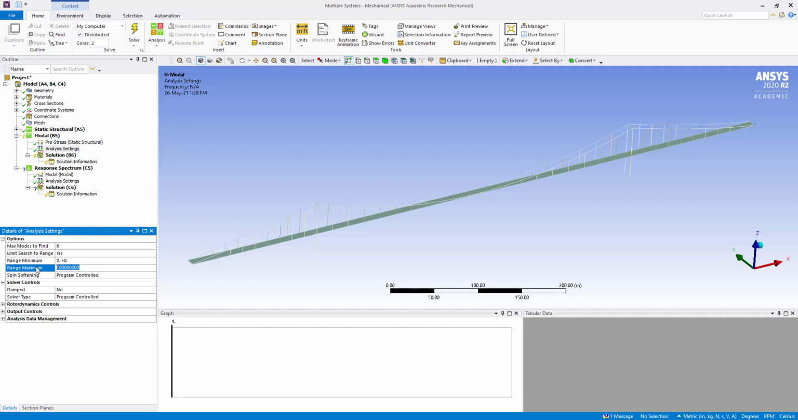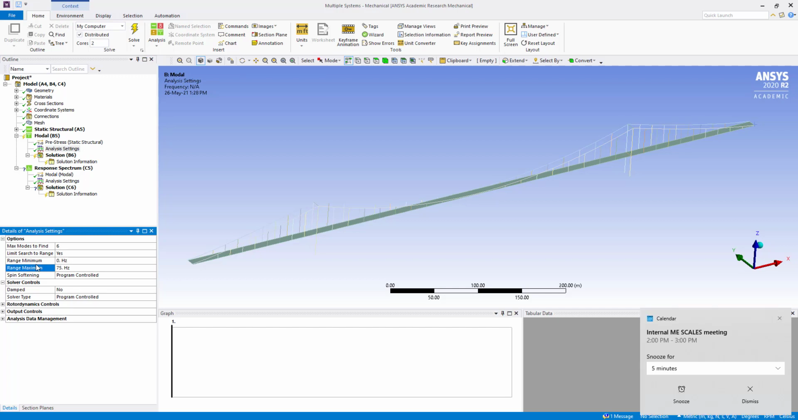up to 75. So as it was earlier, we have an excitation frequency ranging from 0 to 50 hertz. So ideally we would extract enough modes to encompass 1.5 times that range, or up to 75 hertz. So that we have put there.